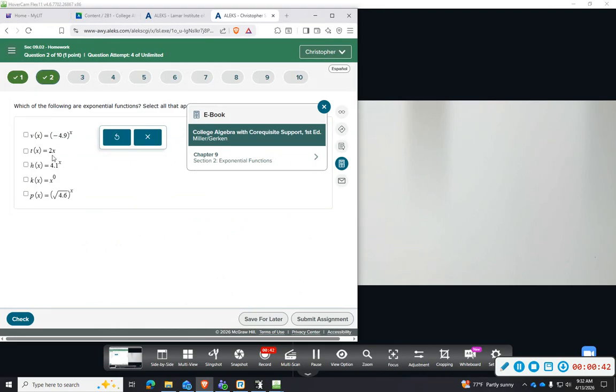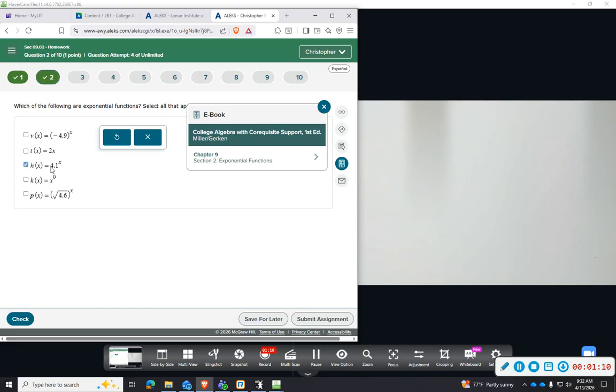Which of these apply? Well, right here we see negative 4.9. Now we were just told b has to be greater than 0. This being negative does not work. This does not have the x in the power position. It's just 2 times x. That would be a linear function. We need it to be in the exponent position.